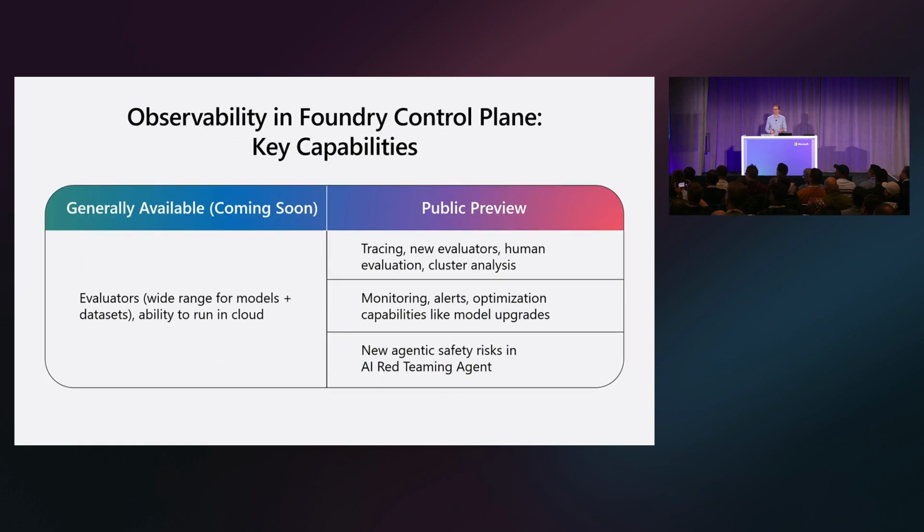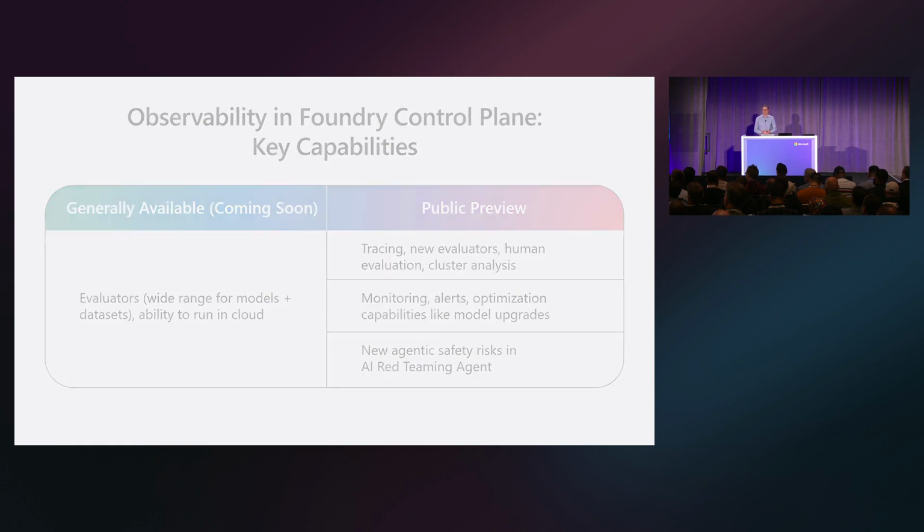Now, let's get into a high-level overview of our announcements so you can see what's coming before we start with demos. First, we're excited to pre-announce that our evaluation platform will be generally available shortly after Ignite for models and data sets. We are also introducing several new observability capabilities for agents, including tracing, new evaluation capabilities, production monitoring with alerts, and new features that power optimization, and finally, new agentic safety risks in our AI red teaming agents.